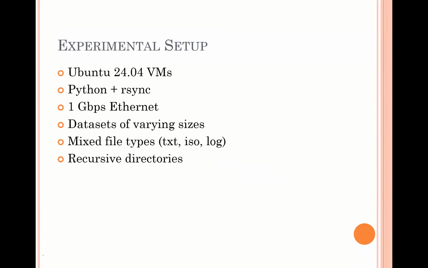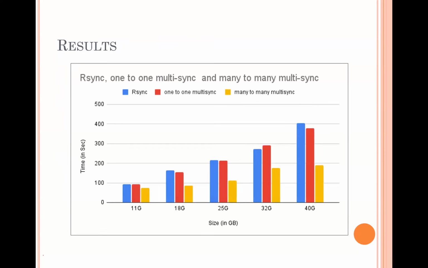So to evaluate multisync, we conducted experiments in a controlled Hyper-V virtualized environment. We used Ubuntu 24 for virtual machines connected over a 1 Gbps Ethernet network. The system was implemented in Python using rsync for data transfer, along with the Fabric and Invoke libraries to manage the remote execution. We tested large and mixed types of datasets with recursive directory structures to simulate realistic distributed scenarios.